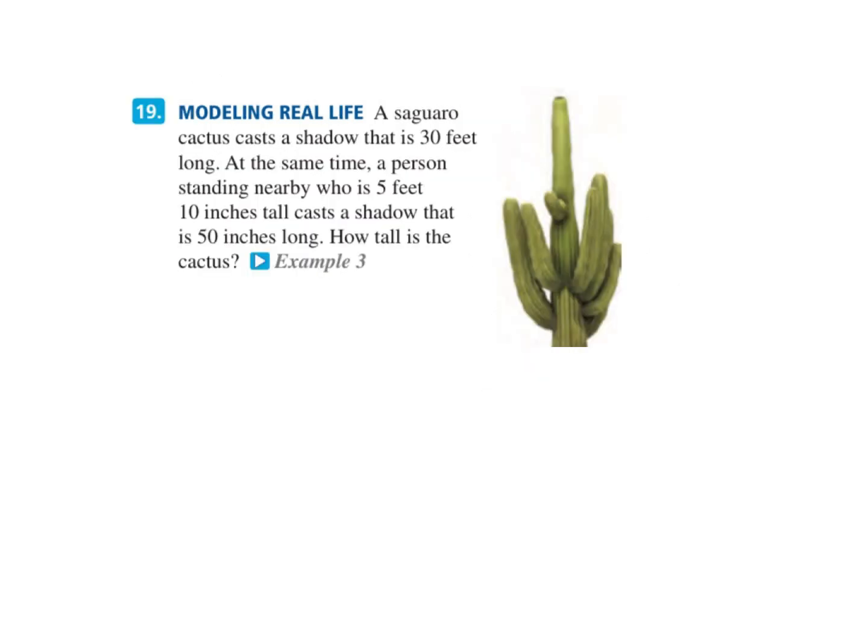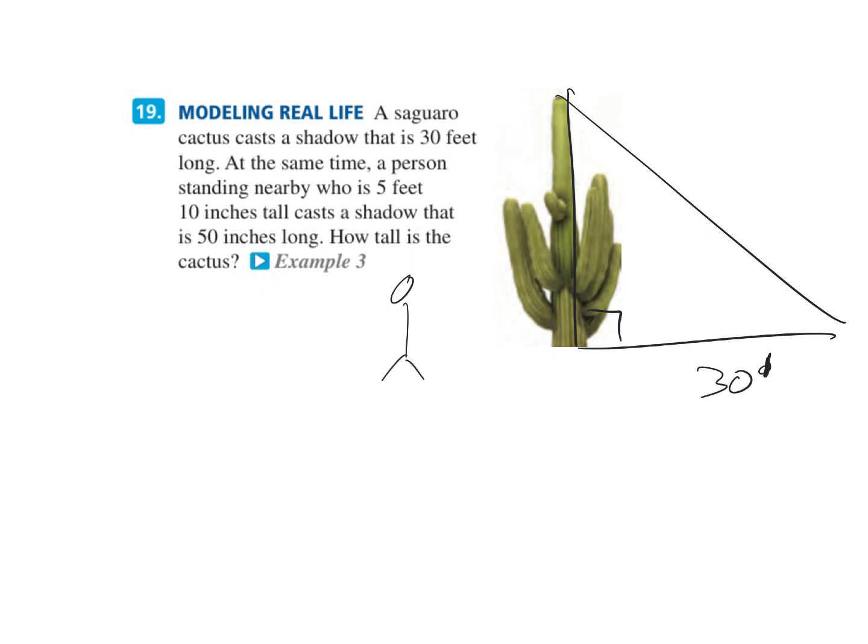All right, modeling real life. A saguaro cactus casts a shadow that is 30 feet long. So 30 feet long, this is straight up and down, 90 degrees. 30 feet, not 30 degrees. At the same time, a person standing nearby who is 5 feet 10 inches tall casts a shadow that is 50 inches long.